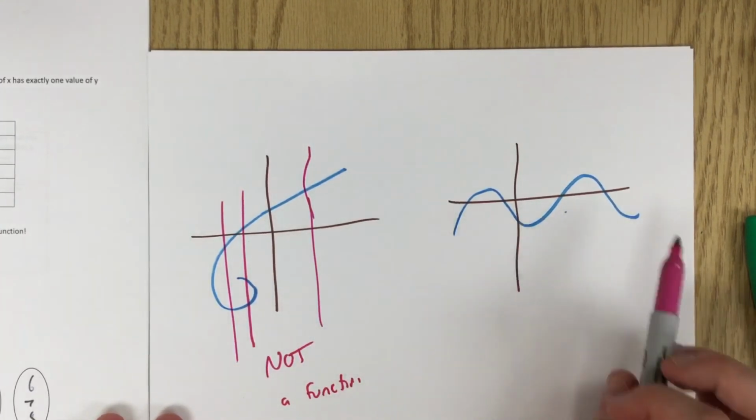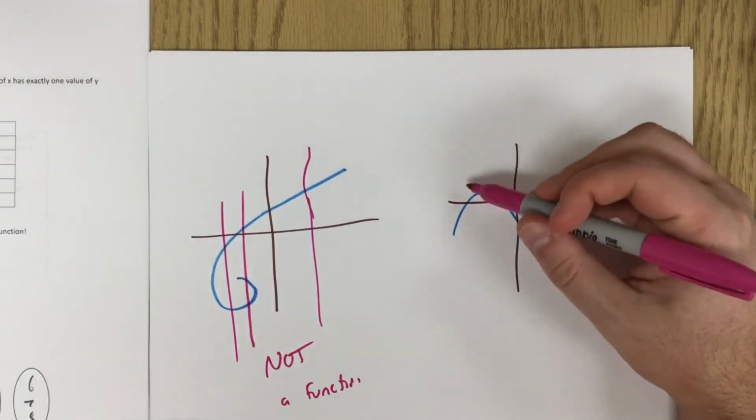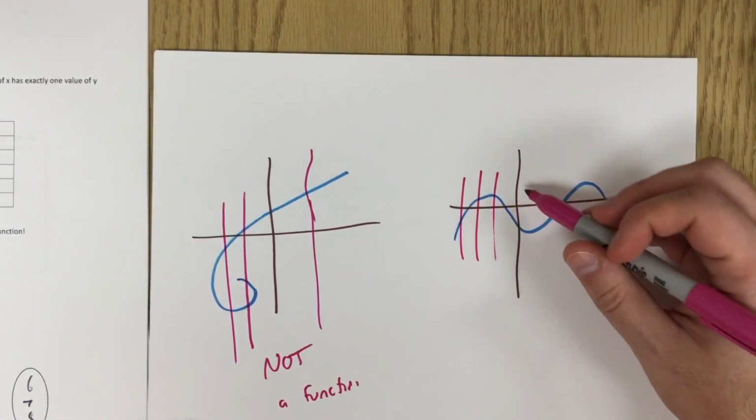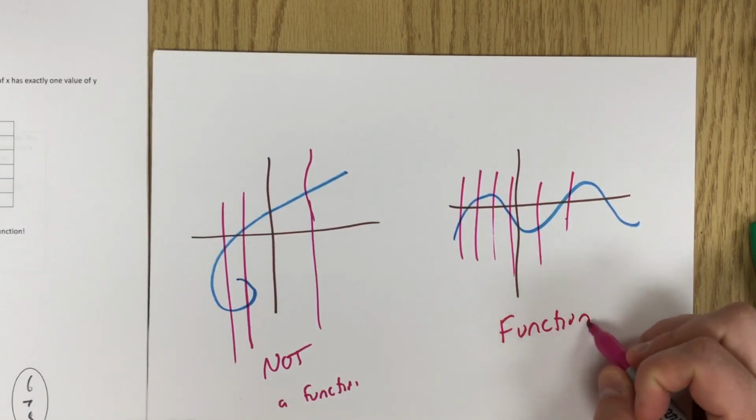This one over here looks like it maybe would fail. I mean, it would fail a horizontal line test, but there is no horizontal line test. There's a vertical line test, and no matter where you go, it only touches once. And so that one is a function.